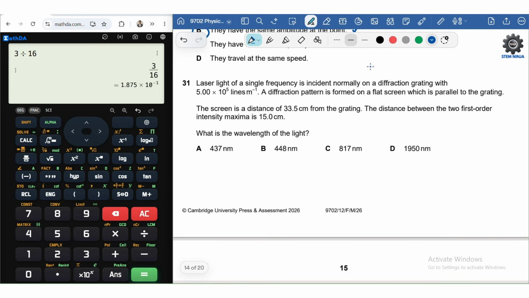Laser light of a single frequency is incident normally on a diffraction grating with 5 times 10 raised to power 5 lines per meter. A diffraction pattern is formed on a flat screen which is parallel to the grating. The screen is at a distance of 33.5 centimeter from the grating. Distance between the first two order intensity maxima is 15 centimeter. Okay, so you have a diffraction grating like this, and this is your screen. This is your zeroth order, right? Two first order intensity maxima. Okay. This is your first order, and this is also your first order.